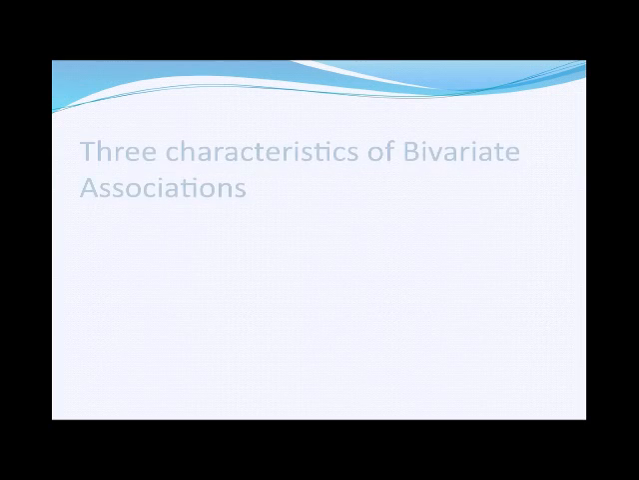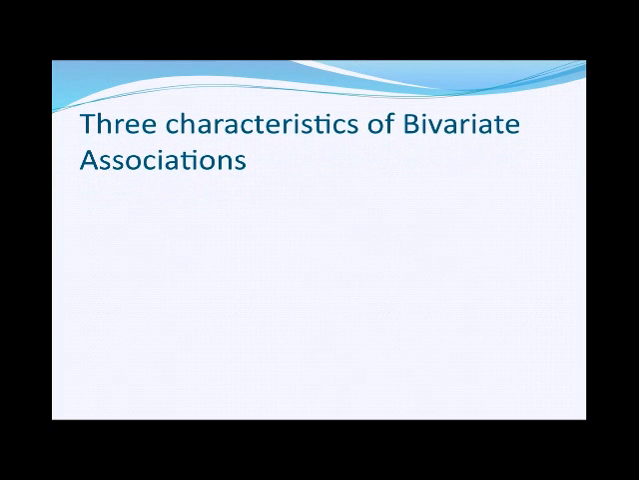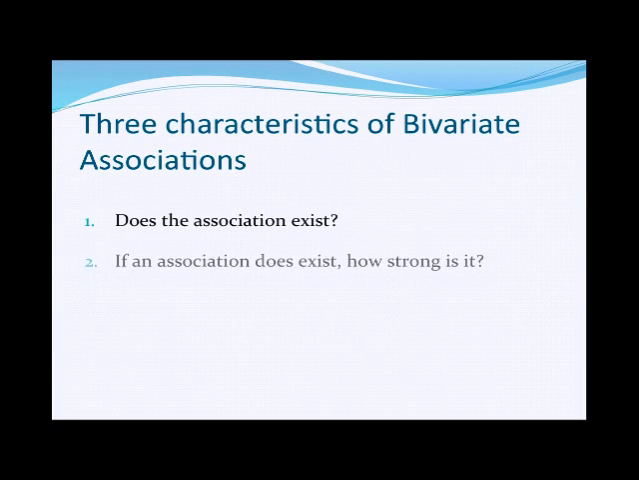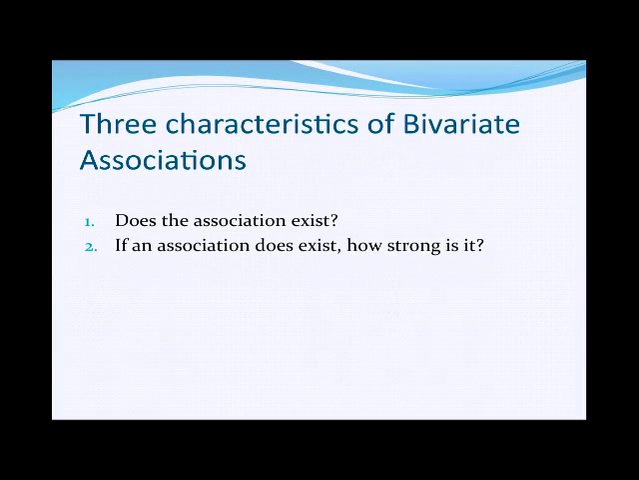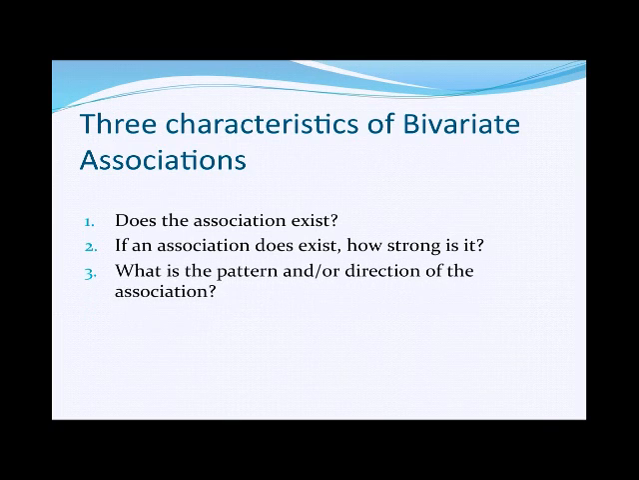Now, there are three important characteristics of bivariate associations that we have to find when we find the relationship between two variables. The first is, does the association between the two variables actually exist? The second is, if an association does exist, how strong is that relationship? The final thing we have to find is what is the pattern and/or direction of the association between the two variables.